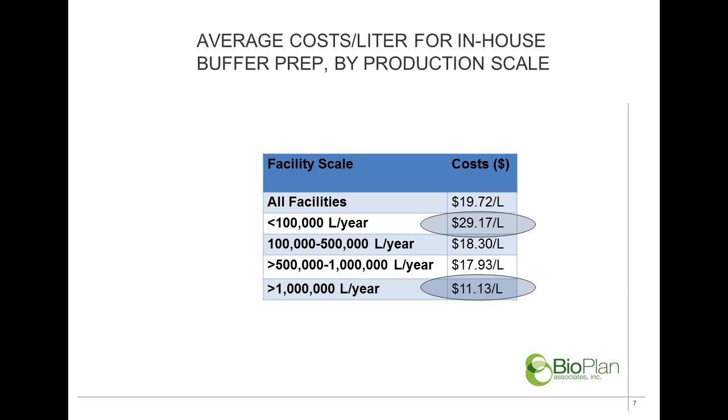Average cost per liter. Here's just a quick analysis of what we found: average cost per liter for in-house buffer prep by production scale. We found that at the smaller scale, as you can imagine, the cost per liter is going to be in the $29 per liter range. At greater than a million liters per year, we're looking at something in the neighborhood of $11 per liter.